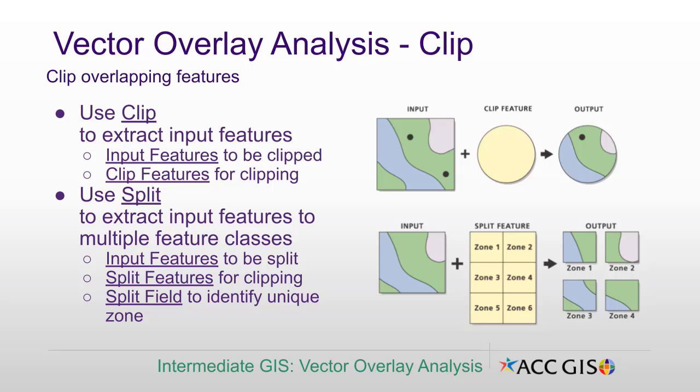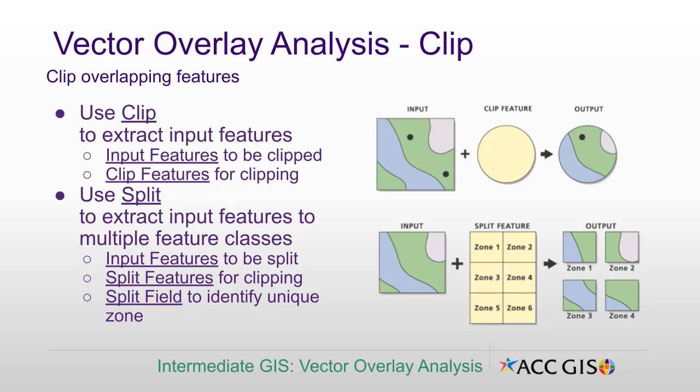And you can see that illustrated on the diagram in the right, in which we have input features that include, for example, rivers and land and maybe some locations of something, and the clip feature, which is the yellow polygon. And the output includes only those features that are within the extent of the clip feature.